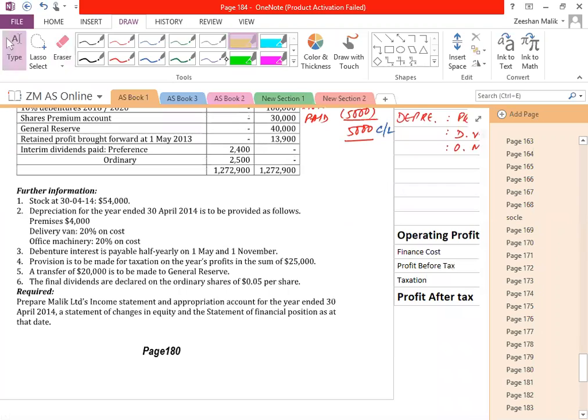Here we go for the next point. Provision is to be made for taxation for 25,000.